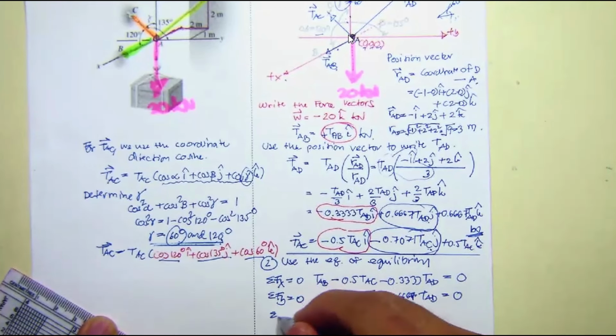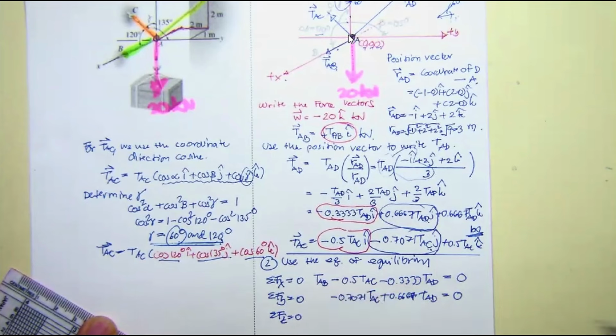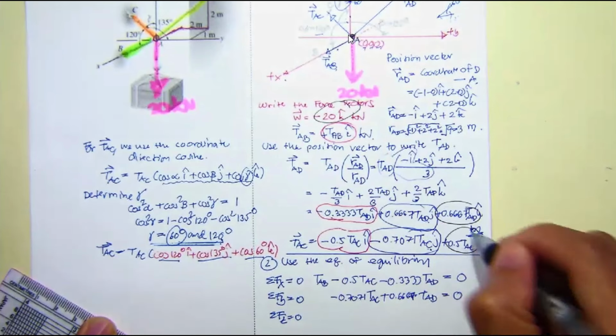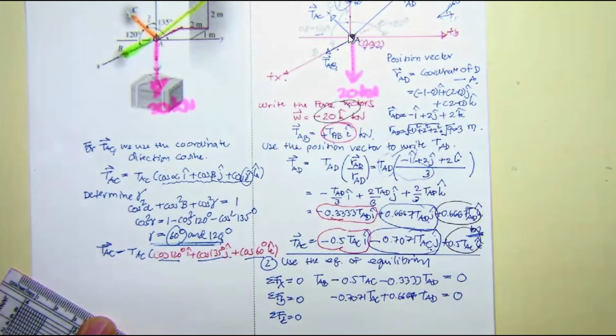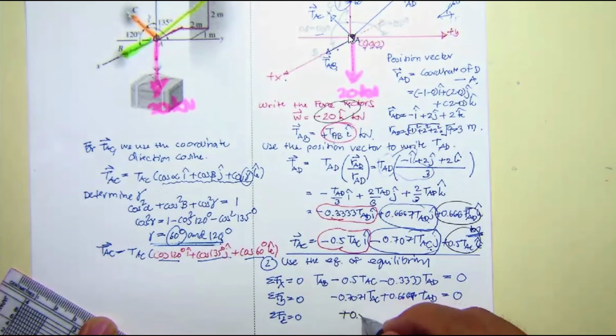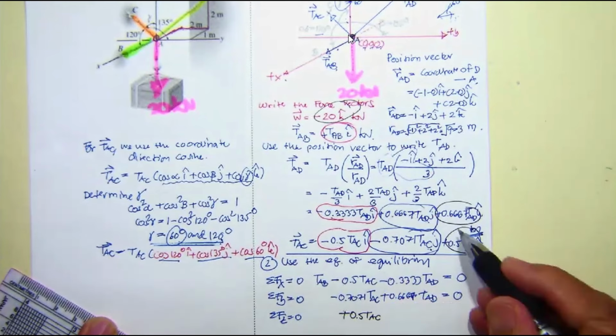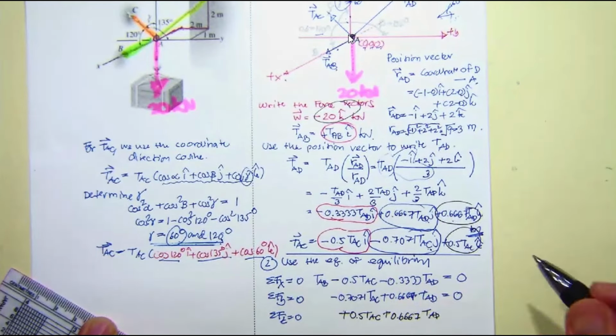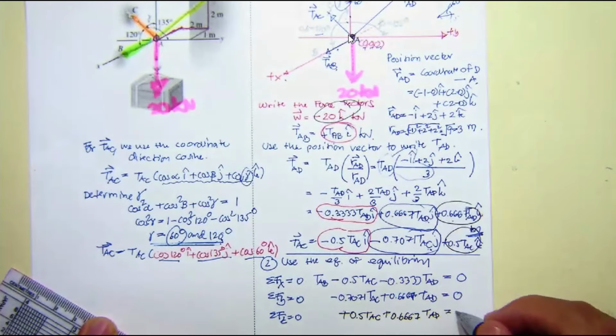And then the third one, summation of F sub Z equal to 0. You select this is K, this is K, this is K. You have this one AC plus 0.5 T sub AC, and this one plus 0.667 T sub AD, and this is negative. It's going to be equal to 20.